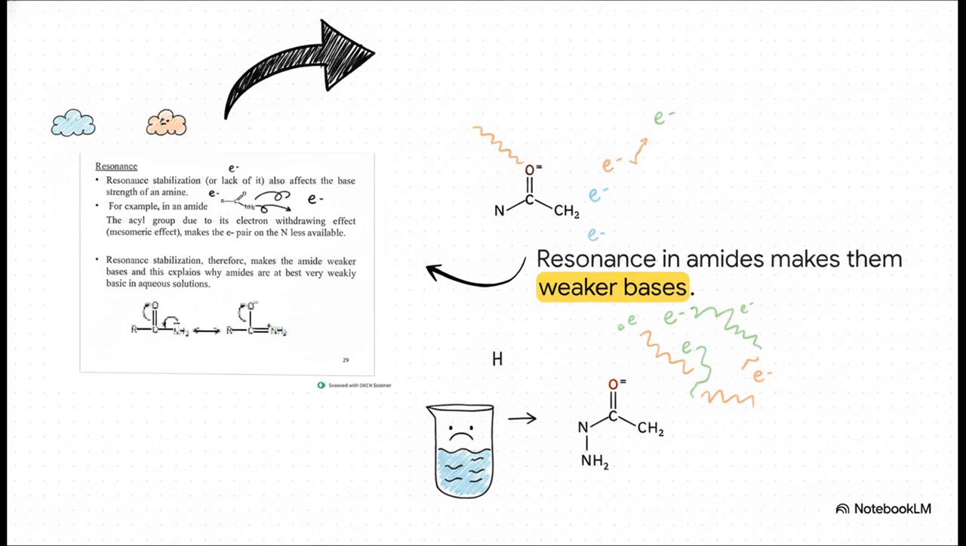You might naturally think, hey, resonance always makes things stronger. But look at amides. The electron pair on the nitrogen in an amide is actually getting pulled away by the adjacent acyl group's resonance. It's an electron withdrawing effect. Because that lone pair is busy participating in the resonance, it's just not available to go grab a proton. As a result, amides are incredibly weak bases in water.